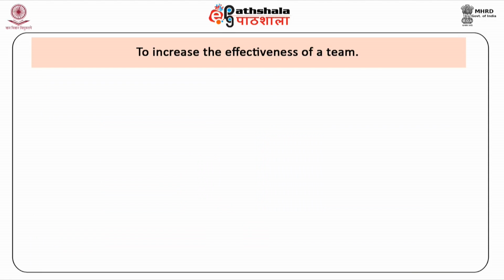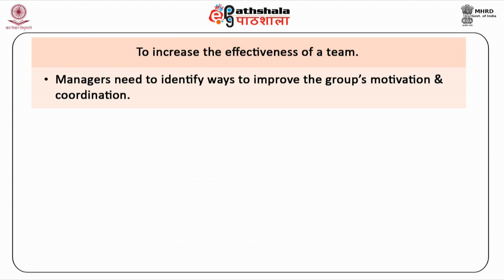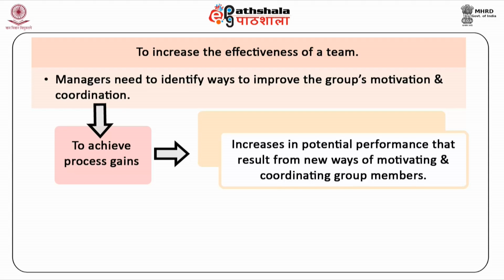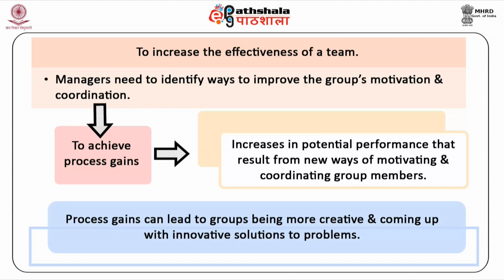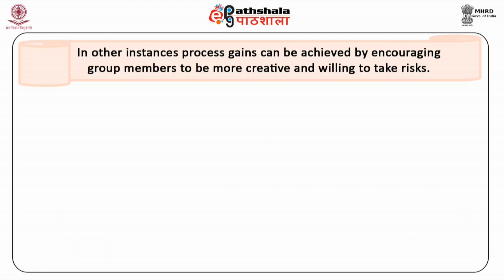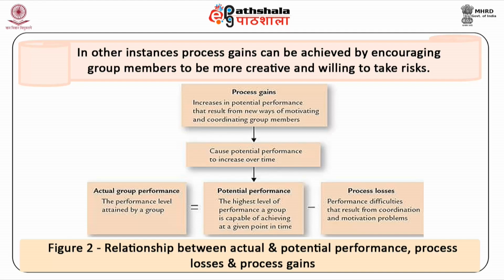To increase the effectiveness of a team, managers need to identify ways to improve the group's motivation and coordination to achieve process gains: increases in potential performance that result from new ways of motivating and coordinating group members. Process gains can lead to groups being more creative and coming up with innovative solutions to problems. In other instances, process gains can be achieved by encouraging group members to be more creative and willing to take risks. The figure shows the relationship between actual and potential performance, process losses and process gains.